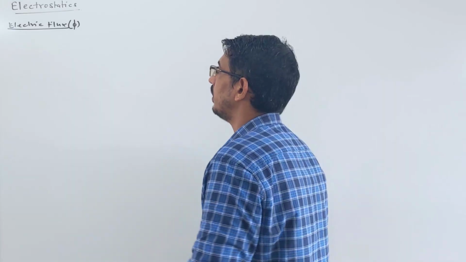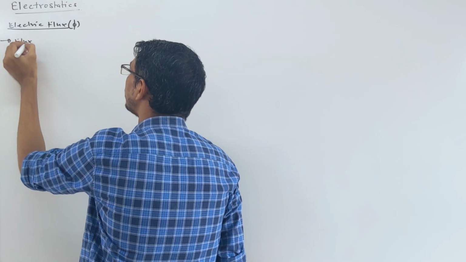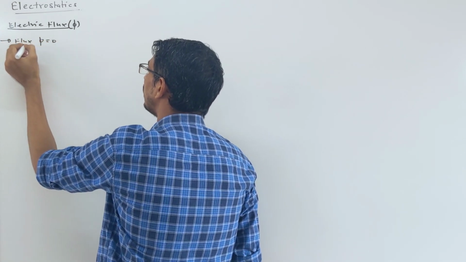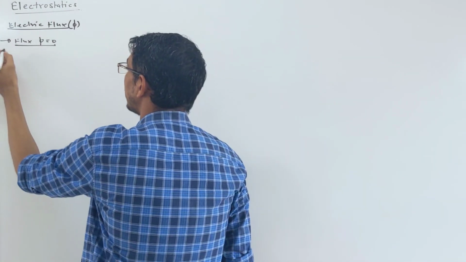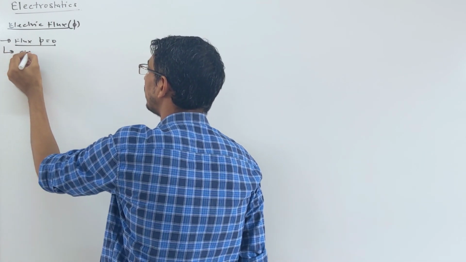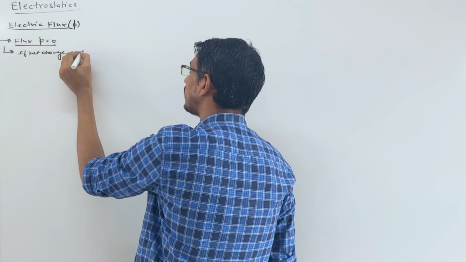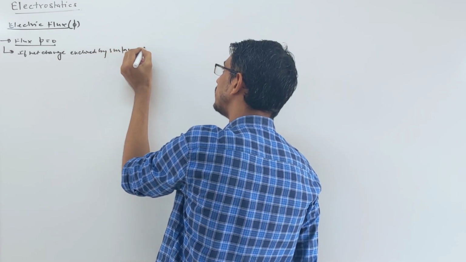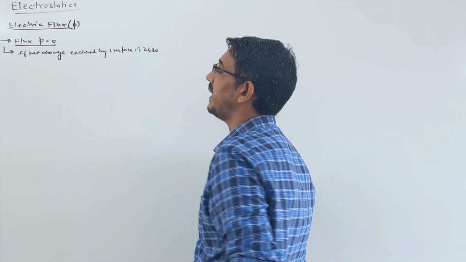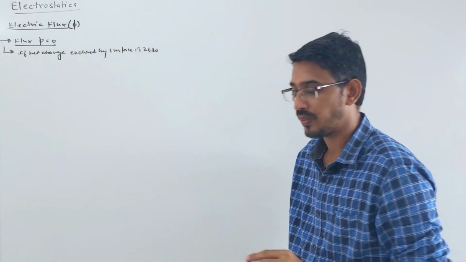See, your flux will be 0. Under what condition will flux be 0? Let's see. When can flux be 0? If the net charge enclosed by the surface is 0. If the net charge inside that closed surface is given as 0, then your flux will be 0.